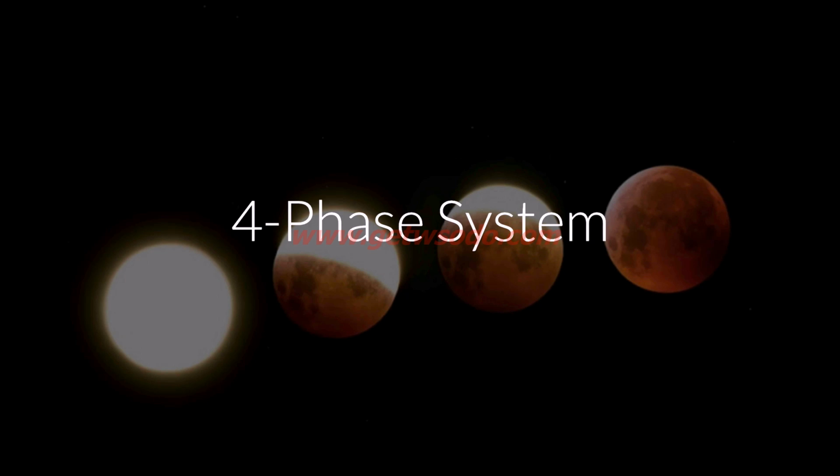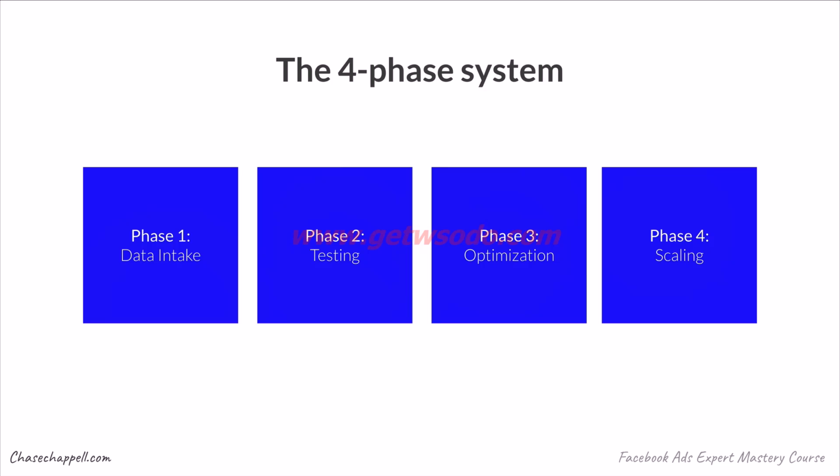Now we're going to cover the 4-phase system. If we look at the 4-phase system from a high-level view, we know that phase 1 is data intake, phase 2 is testing, phase 3 is optimization, and phase 4 is scaling. And then we have to go through each of these phases before we move to the next. Otherwise, you can throw off the entire system and damage your results.